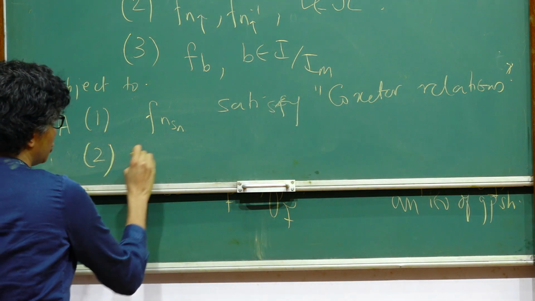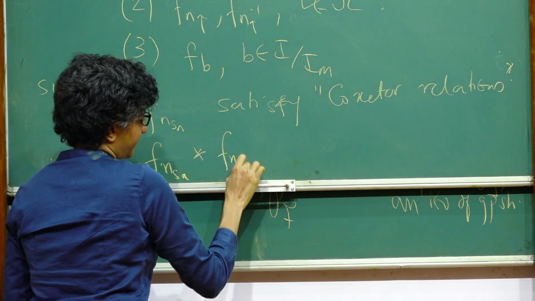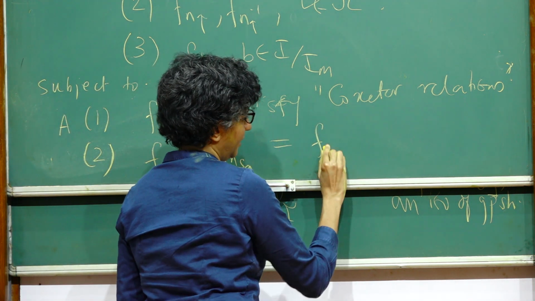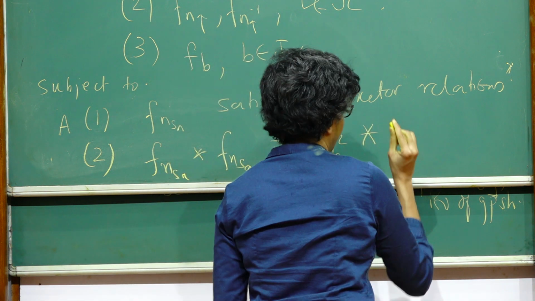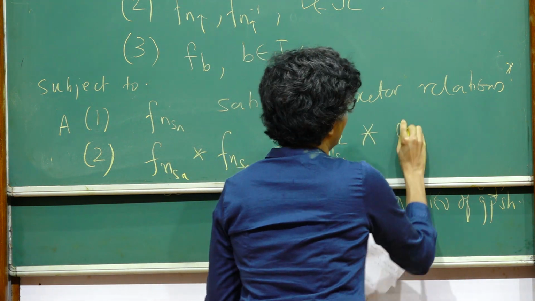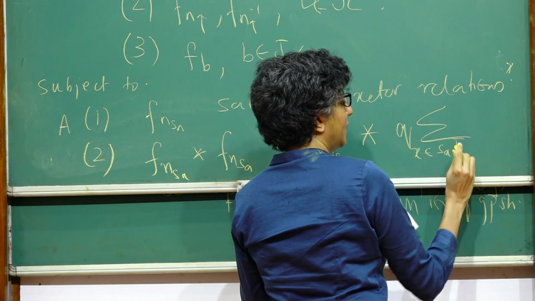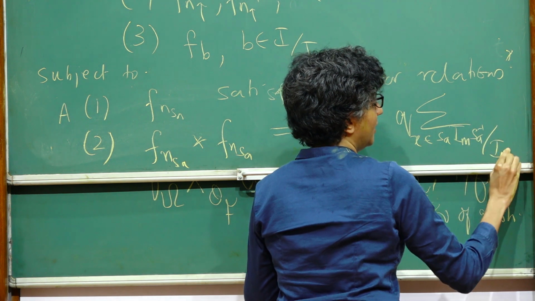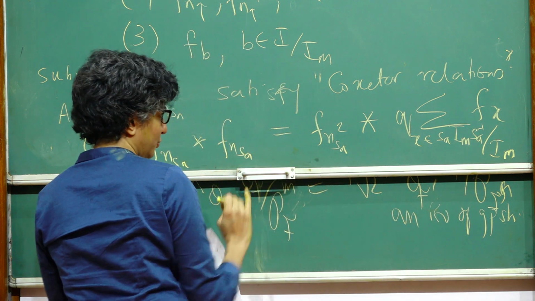And then you can look at the square of the element, FNSA. You can convolve it with the same element, and this is FNSA square. And then you have some Q times some sum, over IM SA inverse mod IM, of Fx. This part is not important, it's just that this shows up.